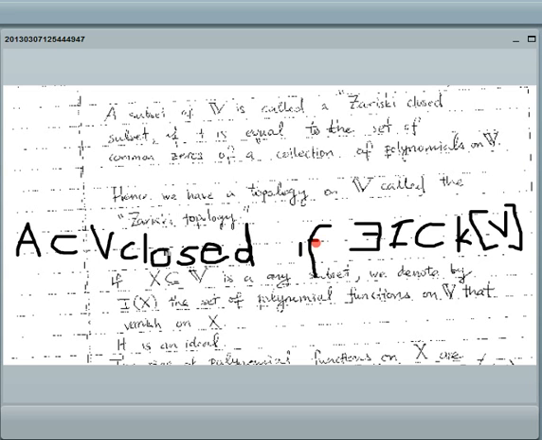Okay. So just to give you an example, let's look at this one. I'm going to write the example here. Let's say V is the complex numbers C2. So this is my vector space V, and let's say my subset A is equal to the x-axis.